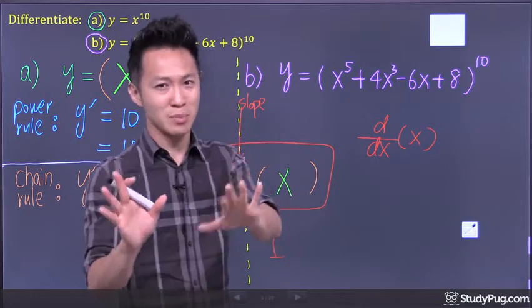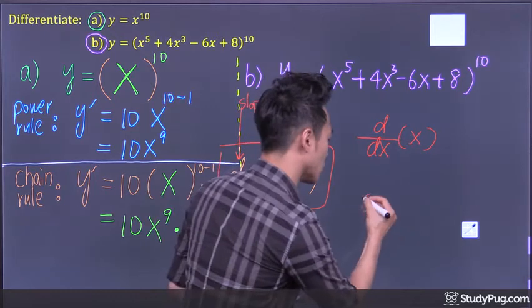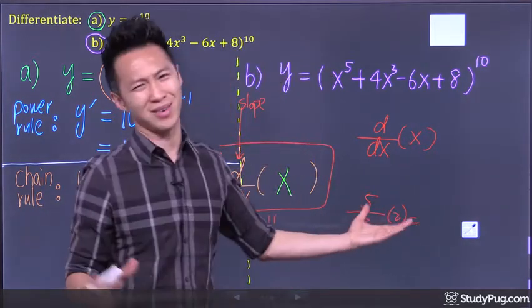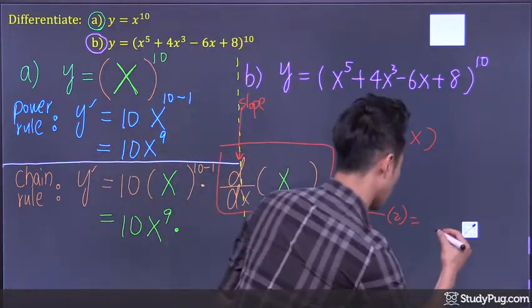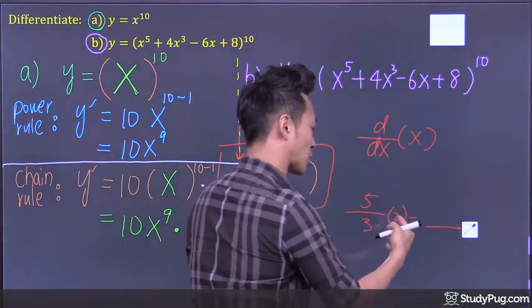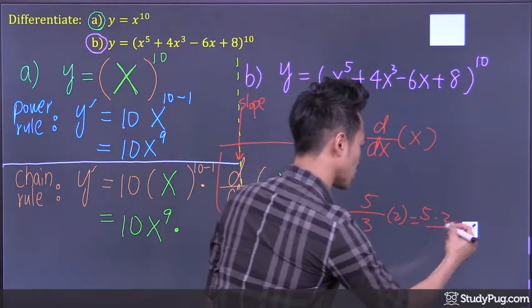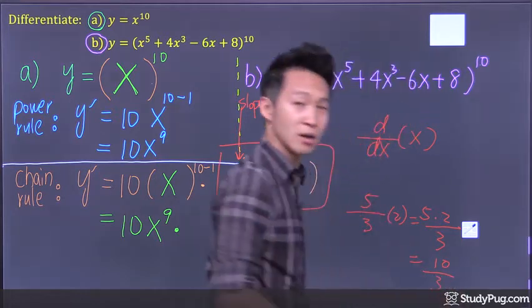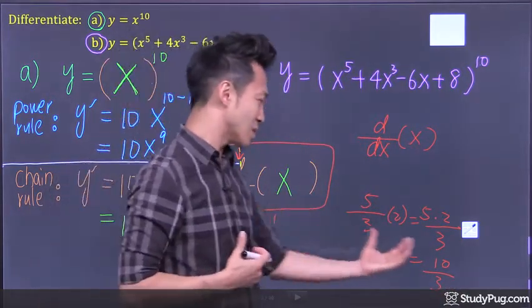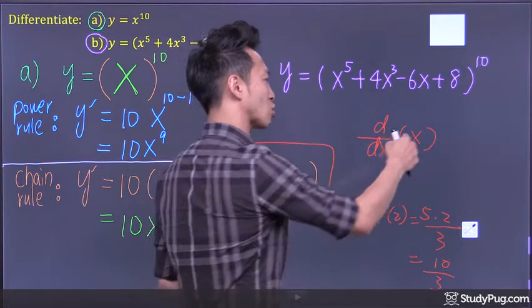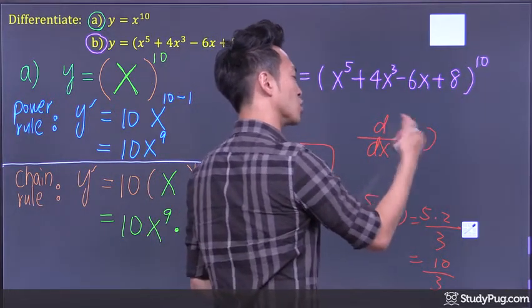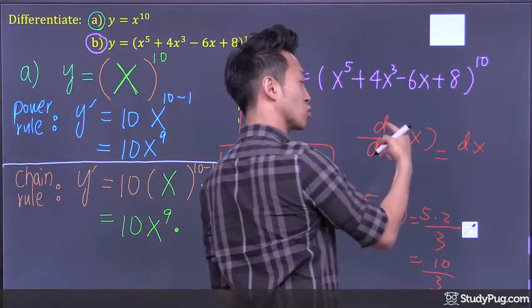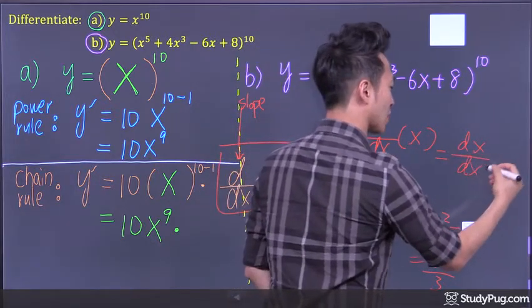Let me put it this way. If I were to ask you 5 over 3 times 2, you'd be like, oh, that's easy. That's a no-brainer. The answer is, I'm going to multiply 2 to the numerator. So 5 times 2, and then divided by 3. So the final answer is 10 over 3, right? So guys, in similar fashion, let's also multiply this x to the numerator. So then we have what? dx, right? Multiply x to the numerator over dx.